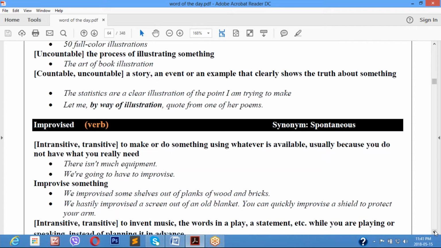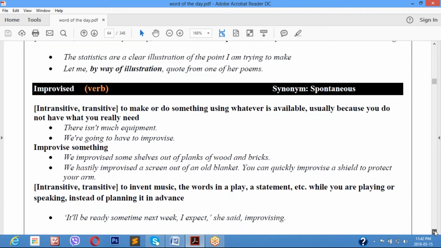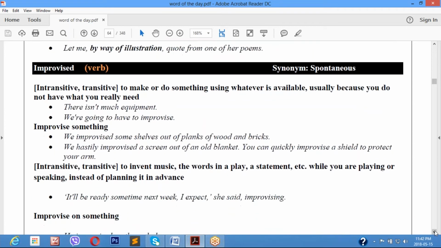To make or do something using whatever is available. कुछ भी करना जो भी आपके पास मुमकिन रिसोर्सेज हैं उसको इस्तेमाल करना. खास तौर पे because you do not have what you really need. आपके पास जो चीज जिसकी जरूरत है वो आपके पास नहीं है. So improvise something. We improvise something, some shelves out of planks of wood and bricks.